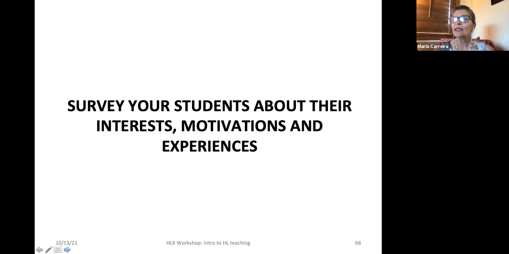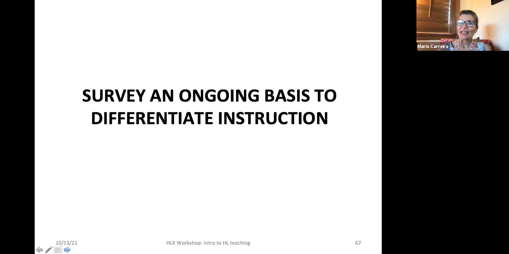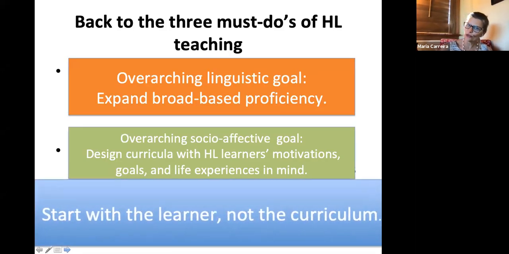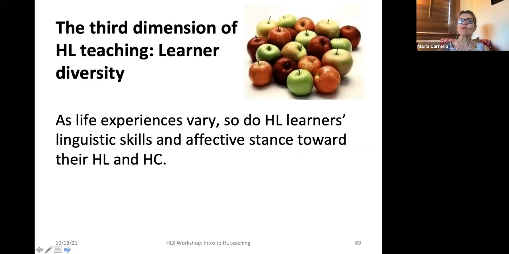The way you really learn what your students want to do is to, social justice, good, Alejandro, is to survey them. And I survey them constantly. Surveying is essential to differentiating instruction. And now I'm going to the third dimension of HL teaching, right?